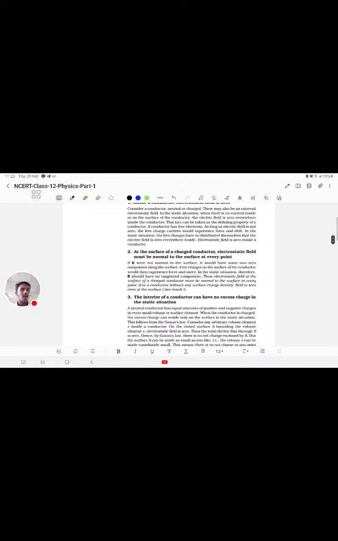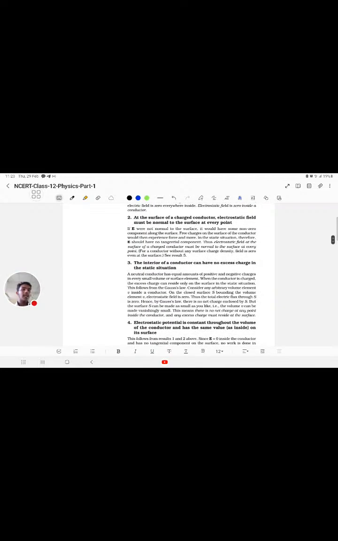At the surface of a charged conductor, electrostatic field must be normal to the surface at every point. That is, for a charged conductor, the field will be normal to the surface. If the electrostatic field is not normal to the surface, it would have some non-zero tangential component. Free charges on the surface of the conductor would then experience a force and they will move. In the static situation, therefore, the electric field should have no tangential component. Thus, the electrostatic field at the surface of a charged conductor must be normal to the surface at every point. So for a conductor without any surface charge density, field is 0 even at the surface.